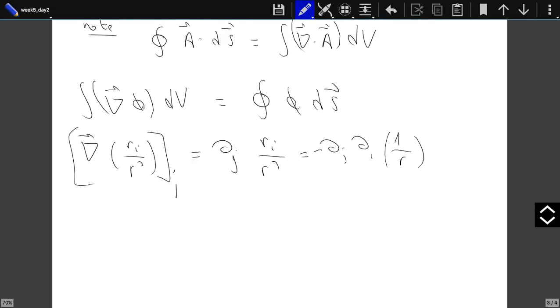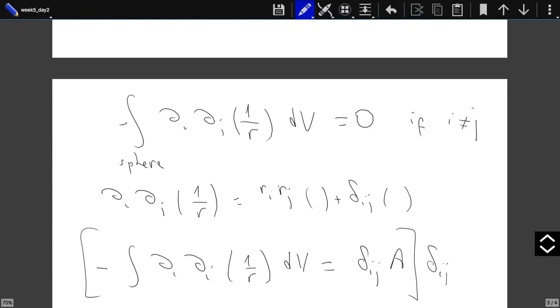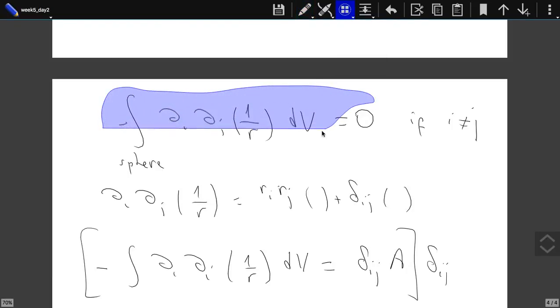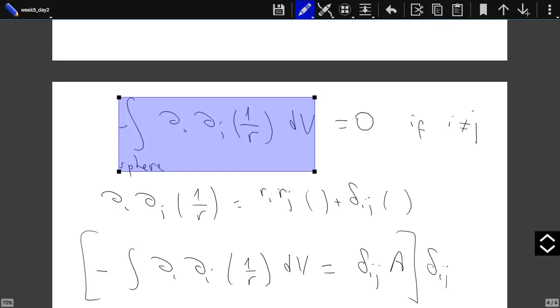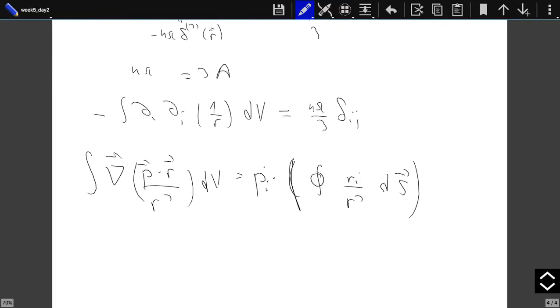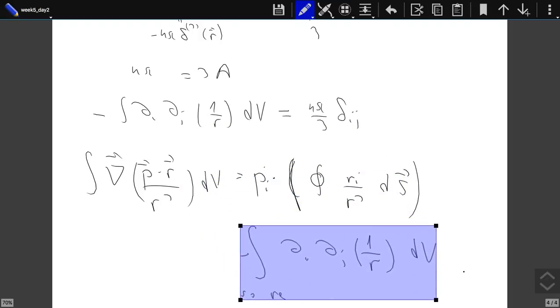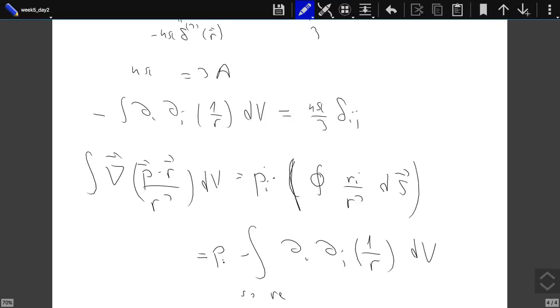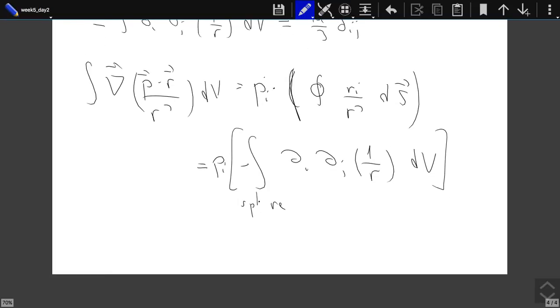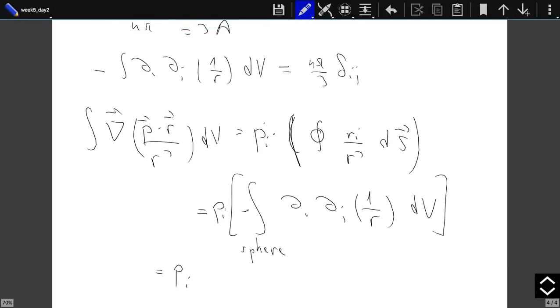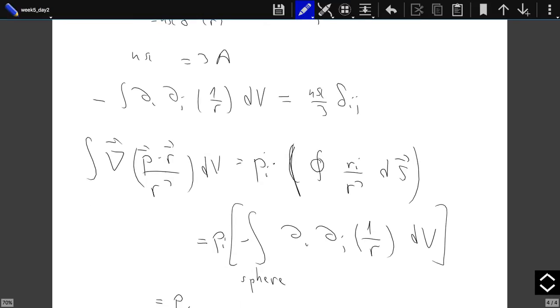Then we had that Ri over r cubed integral. Then we said that that is equal to this one. 1 over r is nothing but the... one Ri over r cubed is nothing but the Ri derivative. Of course, this expression is multiplied by pi. So this integral over a sphere, then we proved that this is pi. This integral with the minus sign is nothing but 4 pi.